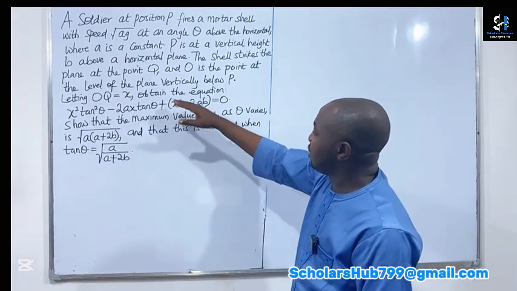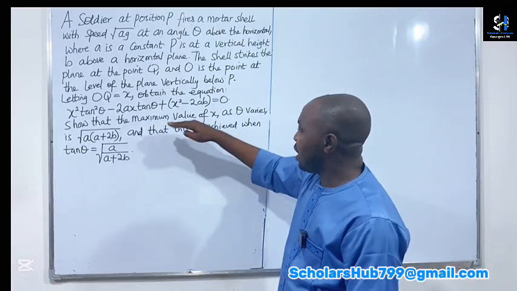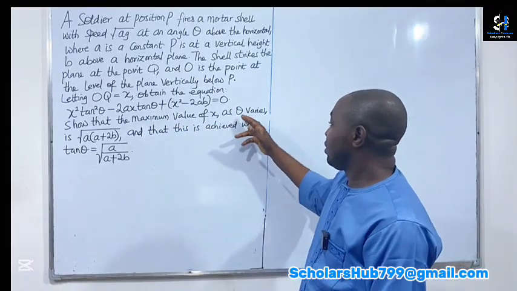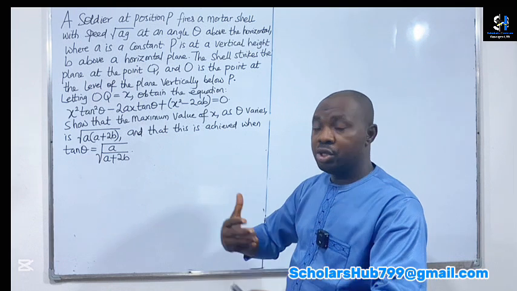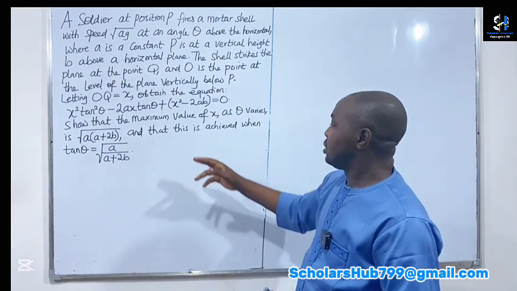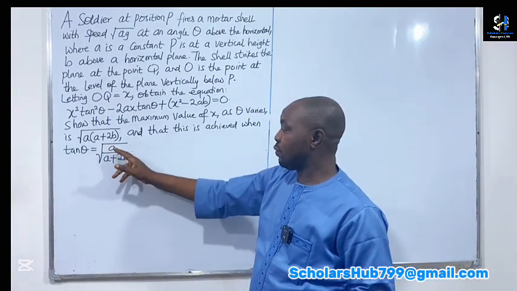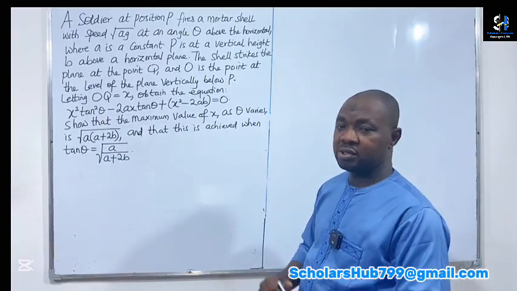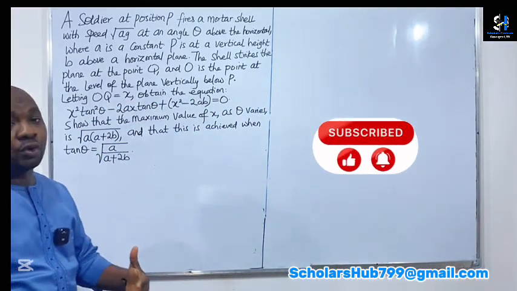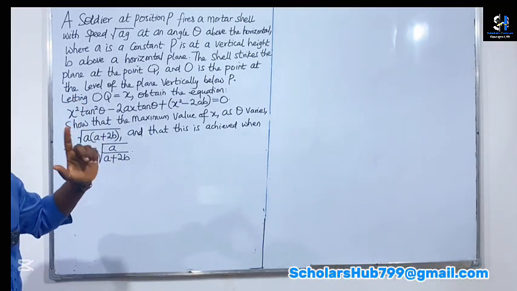Now, we are asked to obtain, that's our first task, this equation and to show that the maximum value of x, which is the horizontal distance, as theta varies, as the angle varies, is this, and that this is achieved when tan theta is equal to the square root of A over 2B plus A. All right, so like I said, our first inclination is to draw a diagram to analyze the problem. So I'm going to read the question one more time.